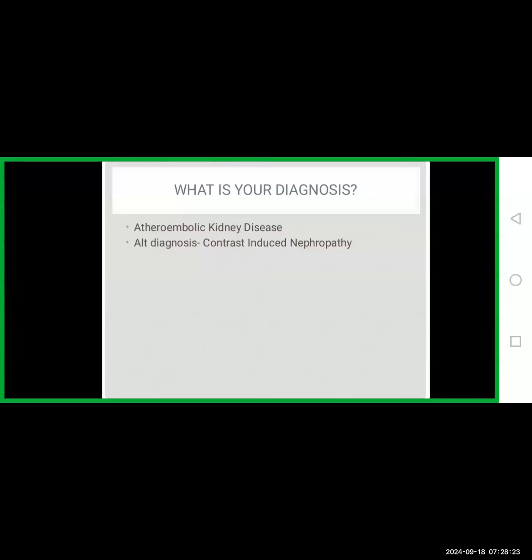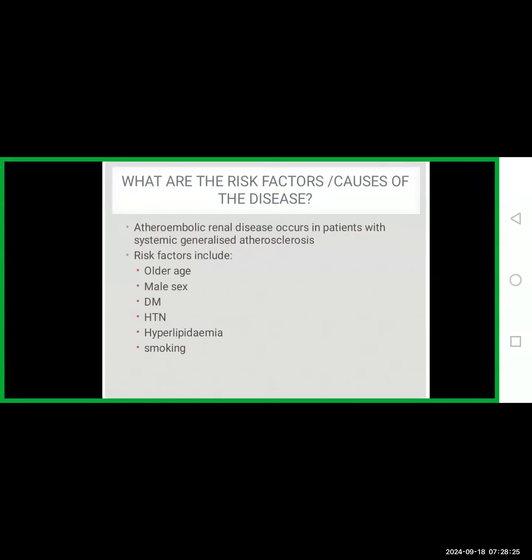Next slide. What are the risk factors or causes of the disease? Generally, atheroembolic renal disease occurs in patients with systemic generalized atherosclerosis. Risk factors include old age, male gender, diabetes, hypertension, hyperlipidemia, and smoking. Next slide.